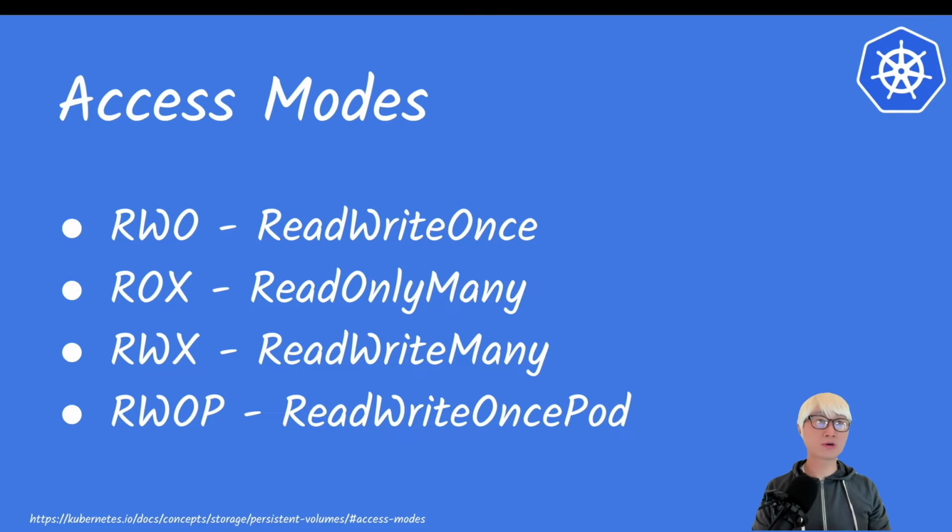So here are the four access modes. First of all, you can have ReadWriteOnce, ReadOnlyMany, ReadWriteMany, and ReadWriteOncePod. With those modes, you have RWO, ROX, RWX, and RWOP. This depends on what kind of storage type you're going to use, as this is tied to your storage, for example iSCSI, network file system, or the public cloud storage types.